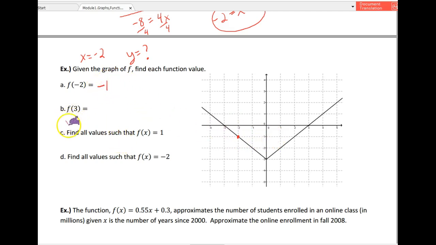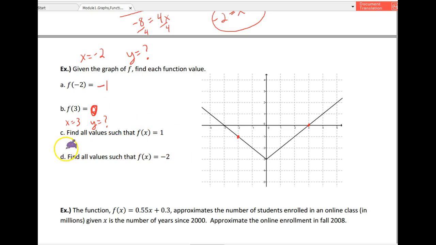Now we're saying when x equals 3, when the input is 3, what is the output, or the y value? So again, I go on the x-axis to 3, find where that point is on the graph, and the y, how far up and down, it's not moving up or down. So the y value is 0 here.